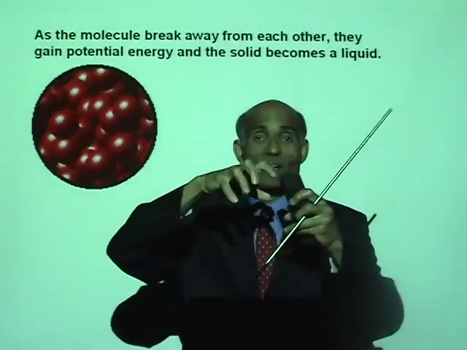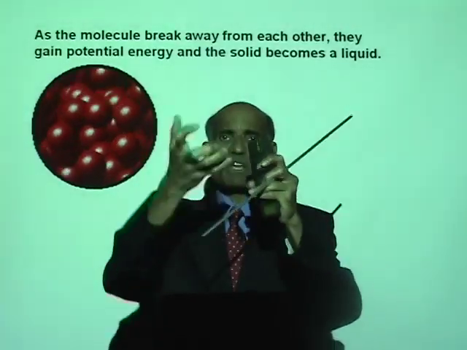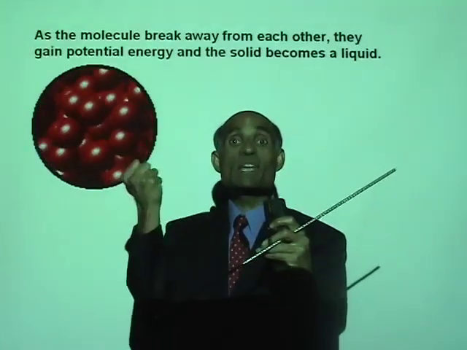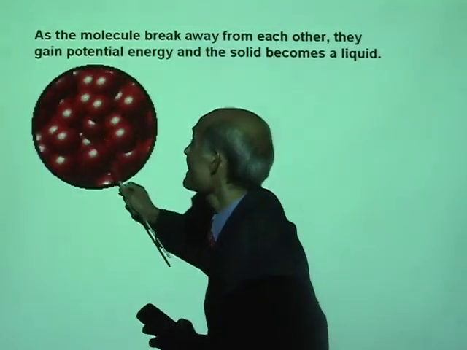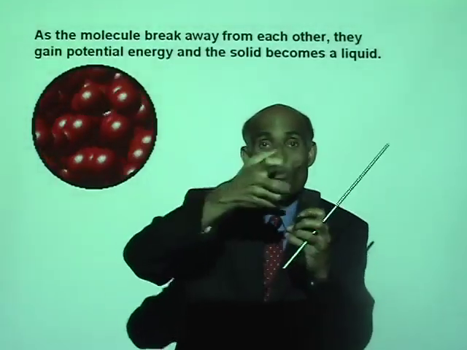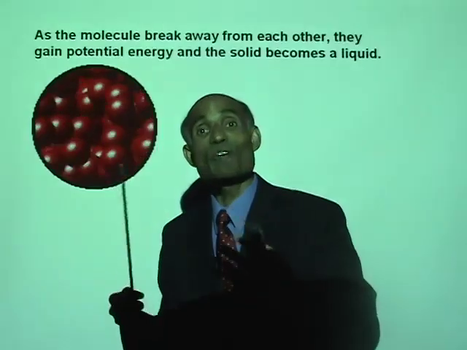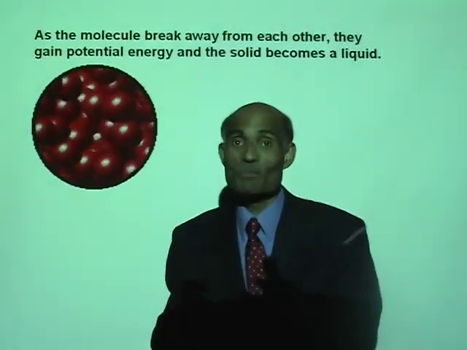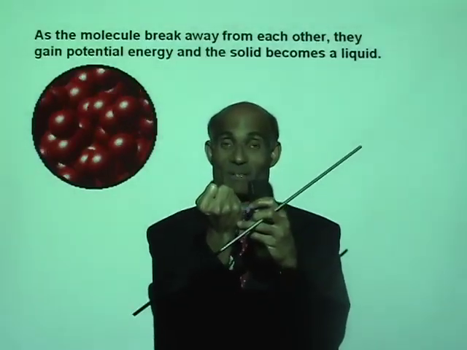In a liquid, the molecules are no longer bound to each other. They can move about, but they cannot leave the liquid body very easily. You can see they are within the liquid body. They can move about, and that's the reason why a liquid can flow. A solid cannot flow because molecules are fixed to their relative positions.